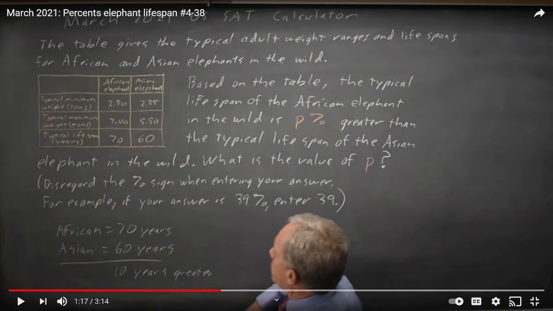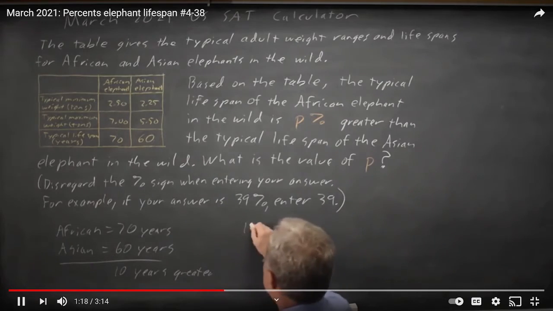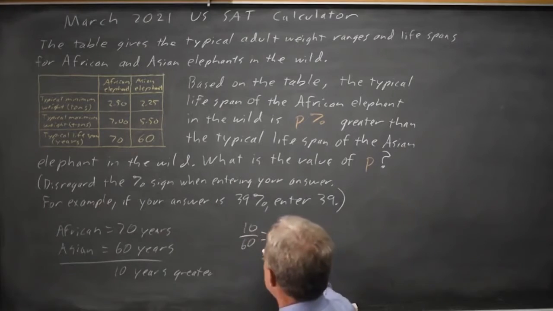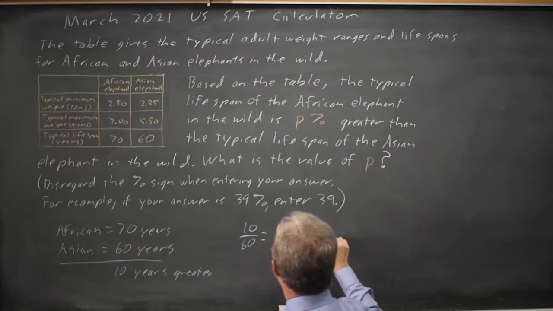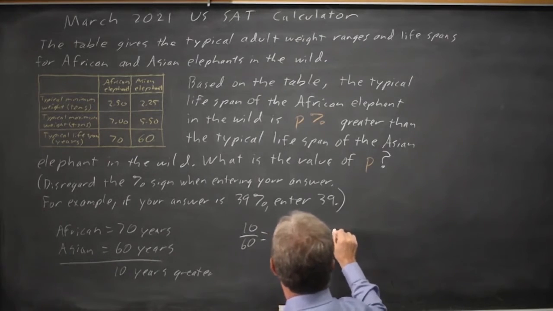It's not as exciting as Math by Fives, but he's got something here, even if it's nothing. So 10 over 60 equals 1 over 6, which is 16.67%.